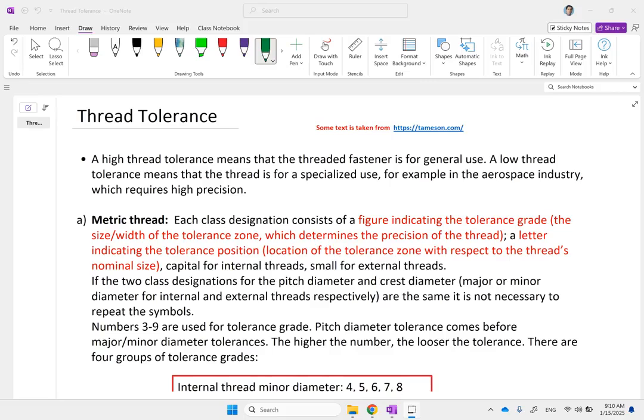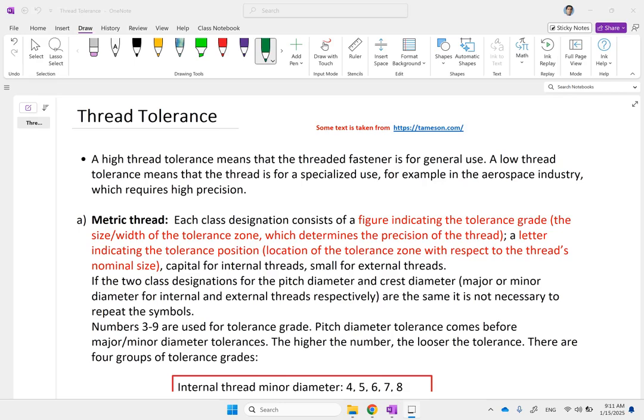Hello everyone. In this video, we are going to talk about thread tolerance, an important topic for you if you want to do anything that needs screws, bolts, anything like that, fasteners. So just before we start, some text here is taken from this website, which is a good website for learning about these topics. Mainly they are manufacturers of connectors and fasteners, but they have some material on their website too, which is useful.